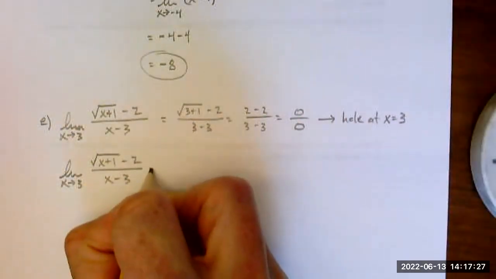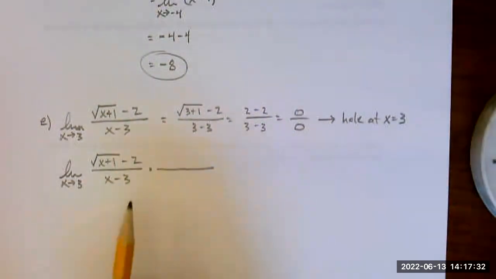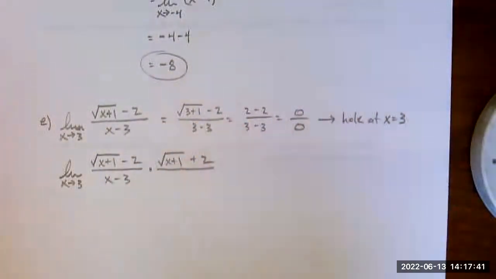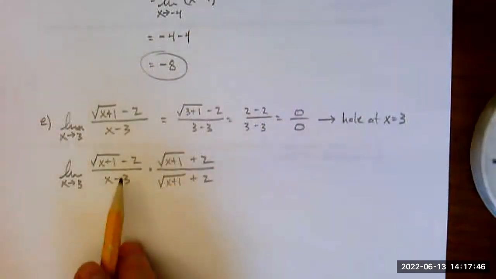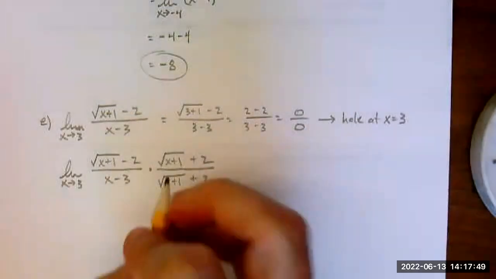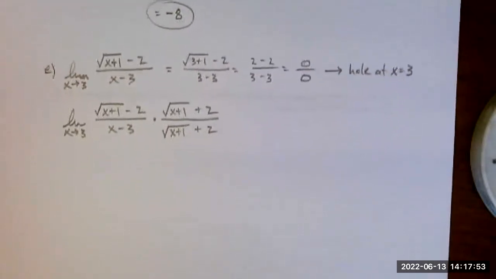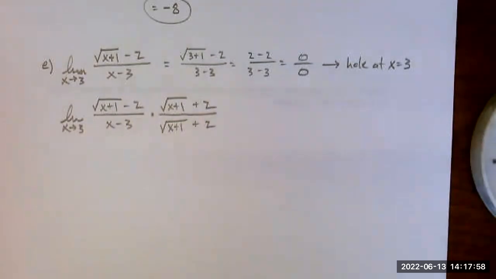We're going to multiply the top and the bottom by the same thing. We're going to multiply the top and bottom of this function by the conjugate of that numerator. So it's going to look like the square root of x plus 1 plus 2. That gets multiplied to the top and to the bottom, so we don't end up changing the function because we're essentially multiplying by 1. The way this is going to multiply out in the numerator is going to allow us to get that cancellation. It's pretty awesome.